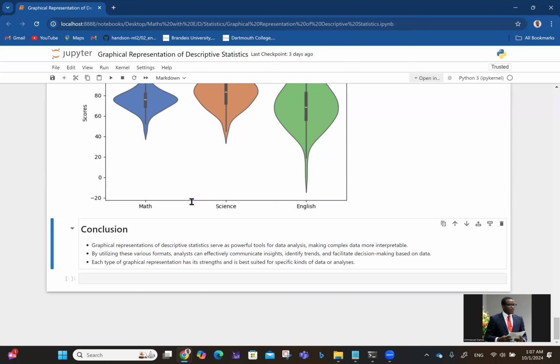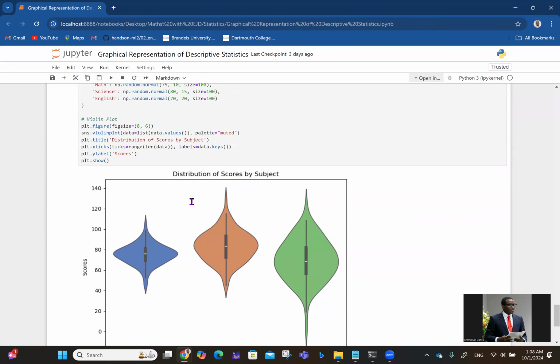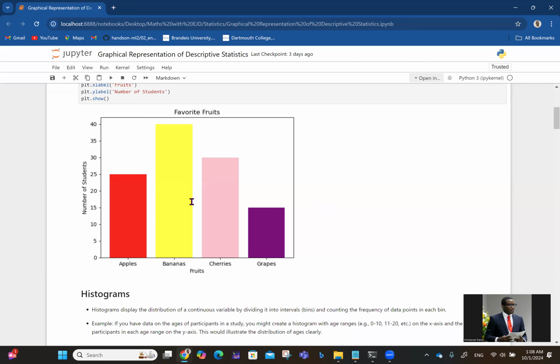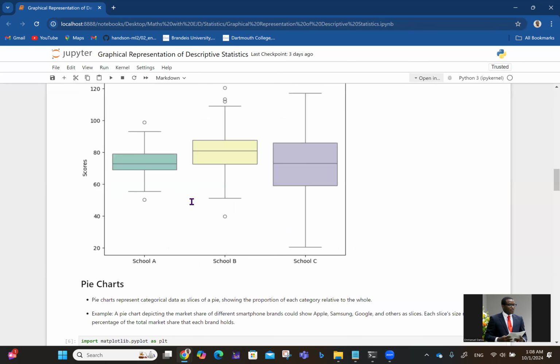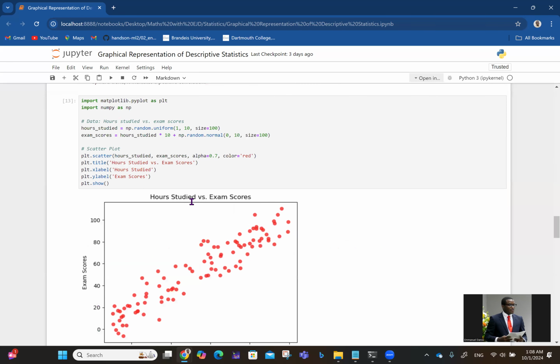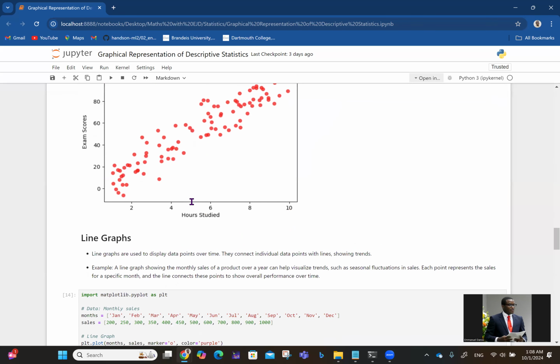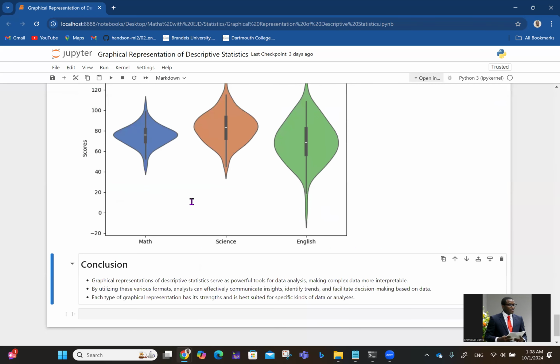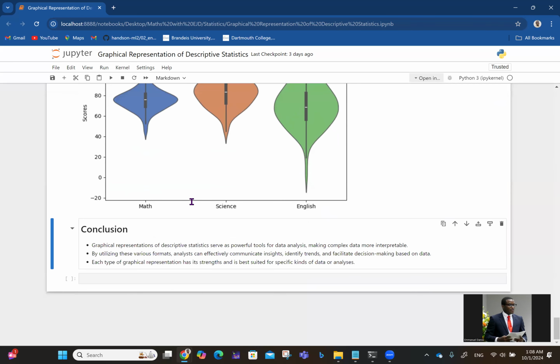So each type of graphical representation has its strength and is best suited for specific kinds of data or analysis. So depending on the kind of analysis you are doing, you can find two or more of these useful. So there are some data where the best tool is a box plot. For some it may be pie charts or bar charts or histograms. So just know, you have to get familiarized with all of these different representation formats and see which one works best for your data set.